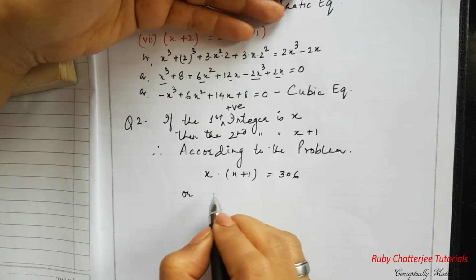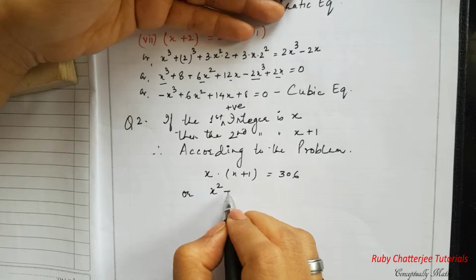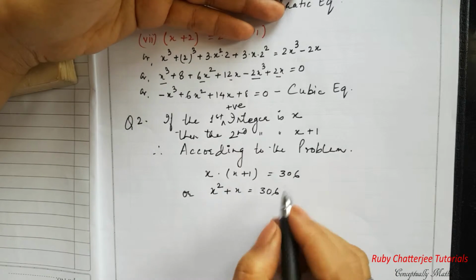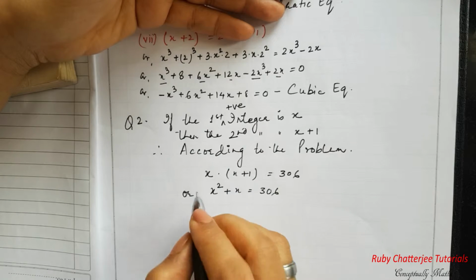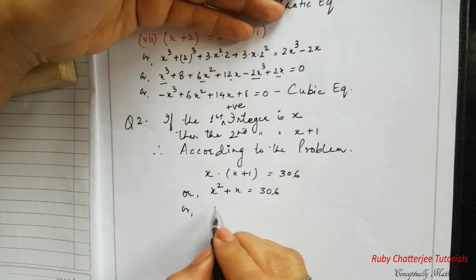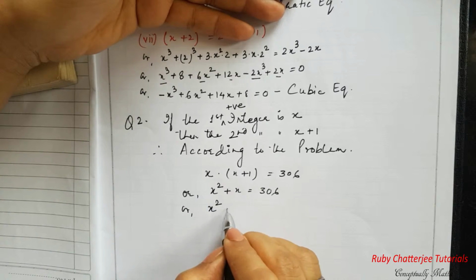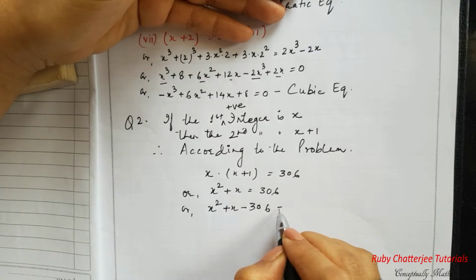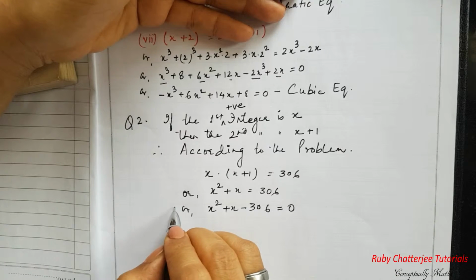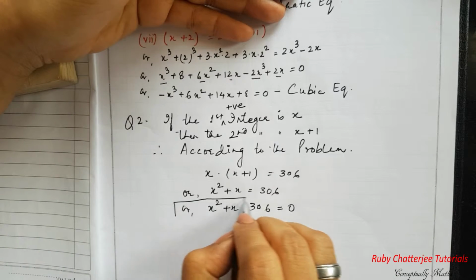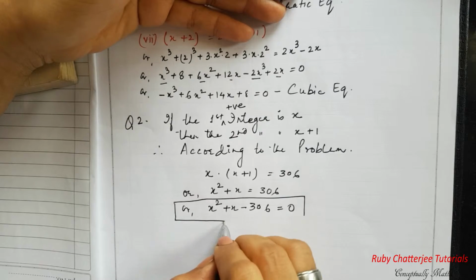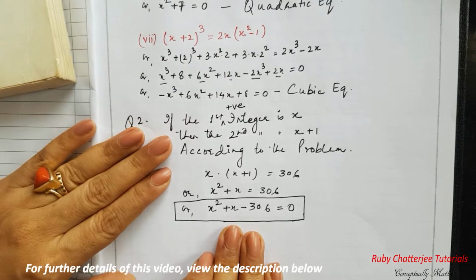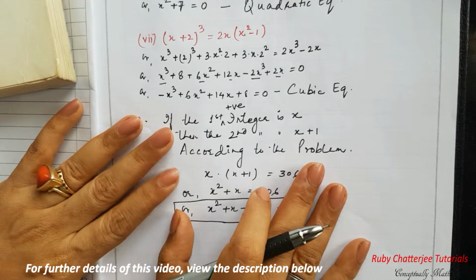Or if I multiply, x square plus x is equal to 306. Now again, keeping only 0 to the RHS, if I transpose it to the LHS, this will give you x square plus x minus 306 equal to 0. So this is the situation represented in the form of a quadratic equation. Just the same way you're going to do the other parts.